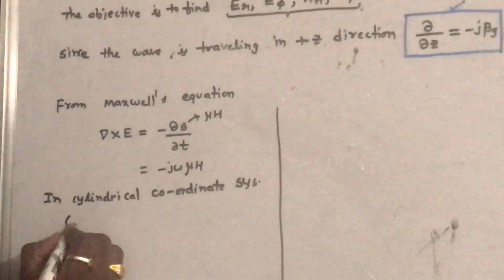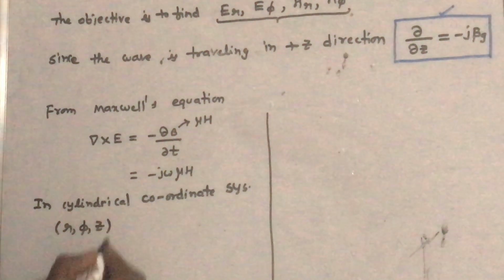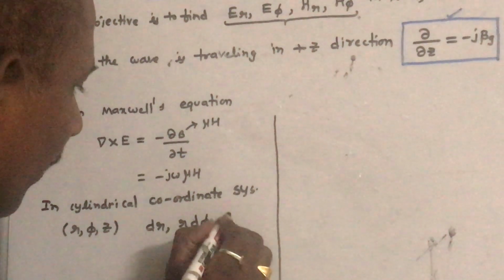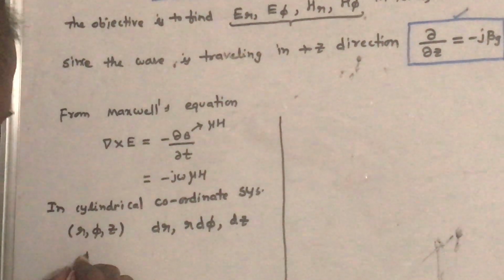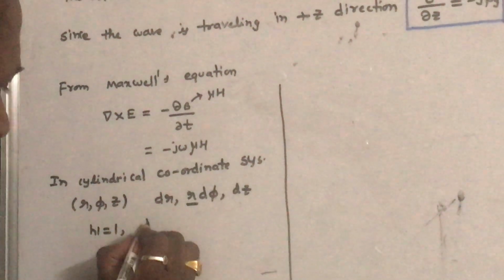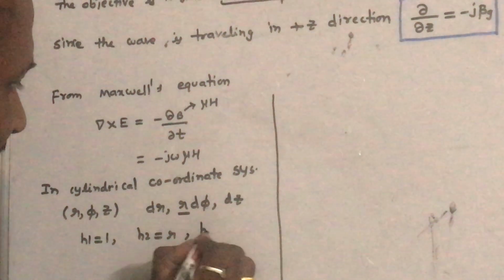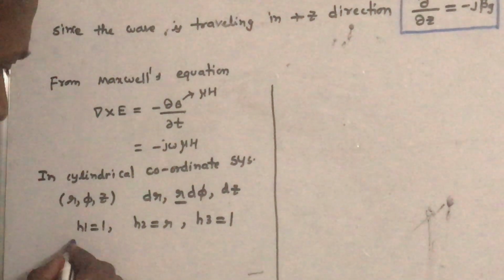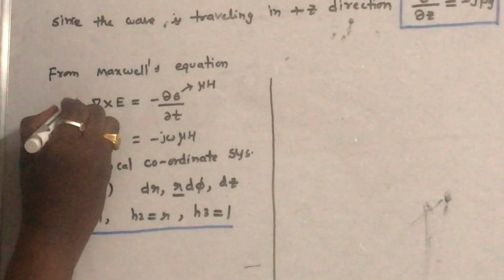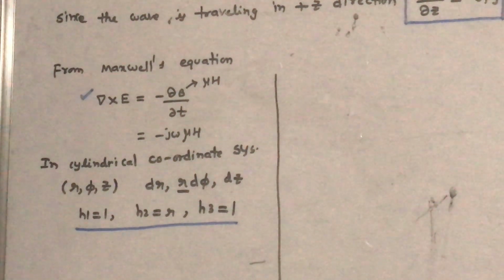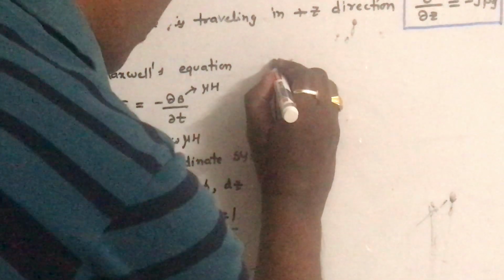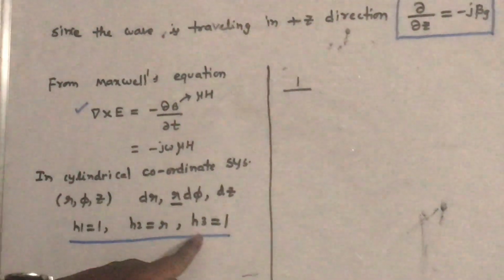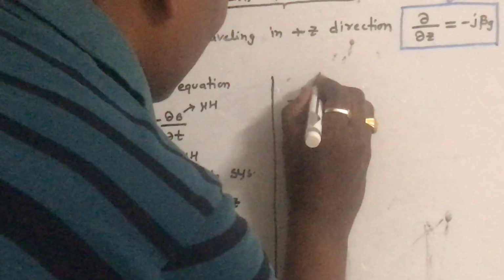as explained earlier, take r, phi, z instead of rho, phi, z. The differential elements are dr, r d phi, dz, where h1 is equal to 1, h2 is equal to r, h3 is equal to 1. So we use these relations to write the expression for del cross E. Now we can see del cross E is written as 1 by h1 h2 h3. What is 1 by h1 h2 h3? It is 1 by r. Remember that 1 by r.